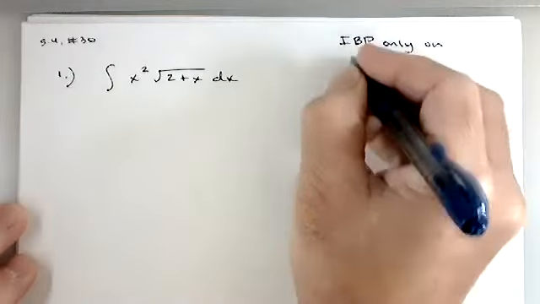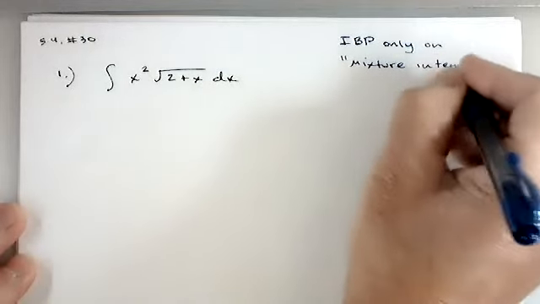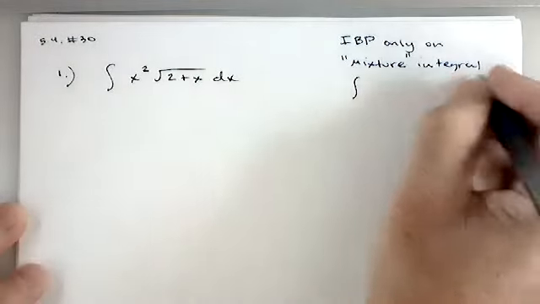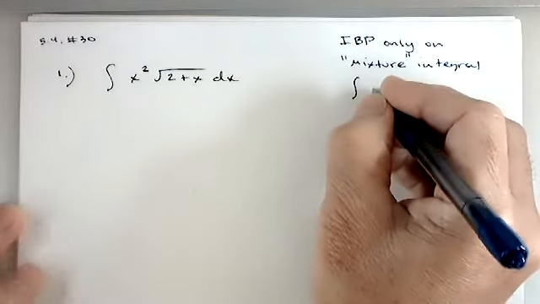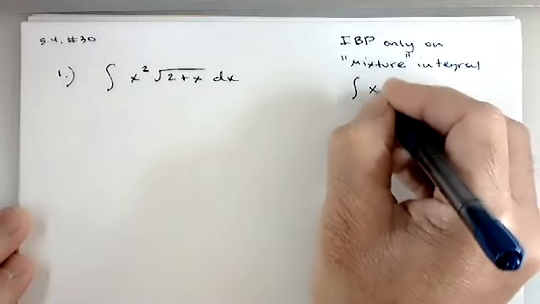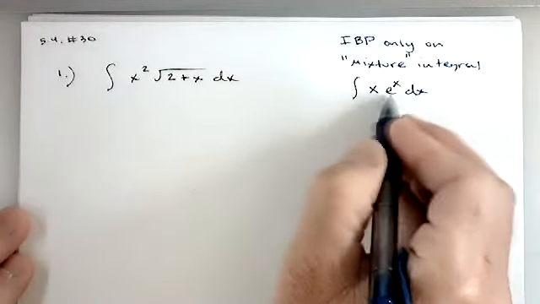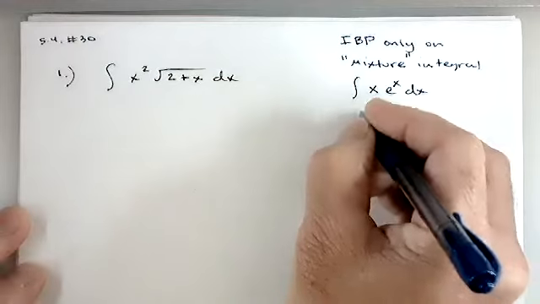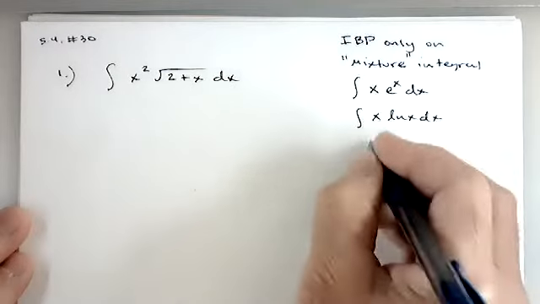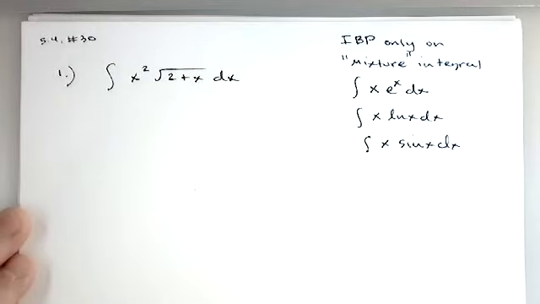Only on what I call a mixture integral. And what I mean by a mixture integral are integrals that are, usually products, but they have two different types of functions. For example, if you think of some of the ones you've done in class, x is an algebra thing to me. And if it's multiplied by e to the x, that's what I mean by a mixture integral. You have two different types of functions, or maybe you have an x and an ln of x, right? Two different types of functions, or an x and a sine x. These are all what I would call mixture integrals.